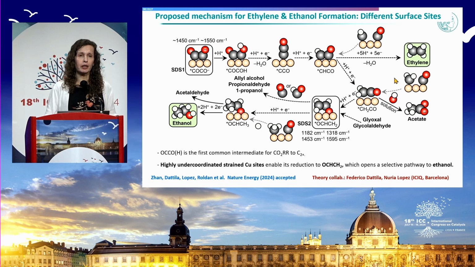So this is the model that we came up with our theory collaborators. We can detect this intermediate experimentally with Raman. We can detect this intermediate also with Raman experimentally. And this is the model that we propose, depending on the sites that you have on the surface, which are changing under reaction conditions. We can go through this pathway through ethylene, or we can open up this pathway here. In fact, if you dose some of these intermediates, you will get similar features in the Raman as when we get this directly from the CO2 dosing. So highly under-coordinated strained copper sites enable the reduction to this intermediate that opens the pathway for ethanol formation.